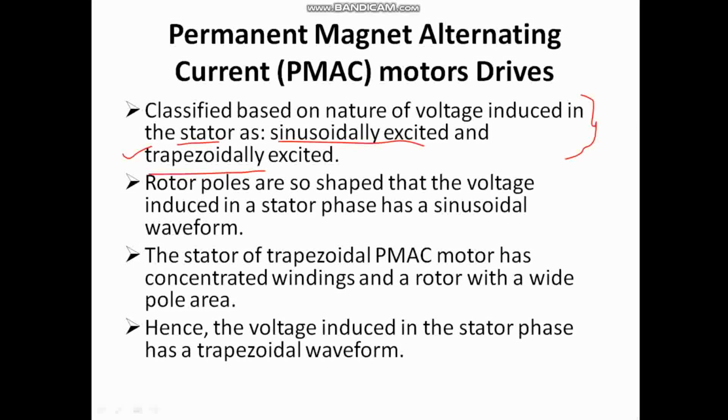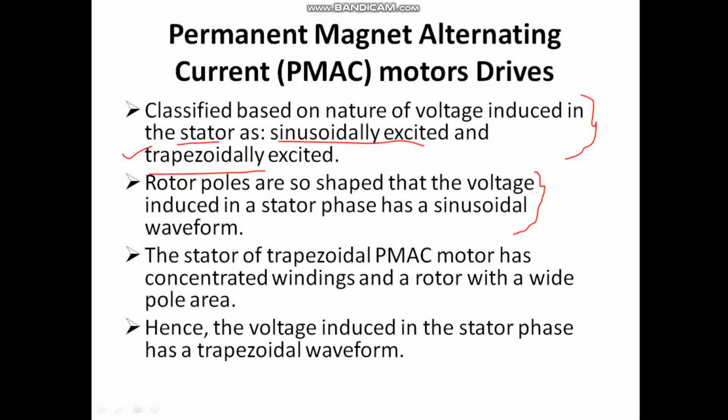A sinusoidal PMAC has the distributed winding in the stator, right? It employs rotor geometries such as inset or interior, which if you can recall I had shown when I had drawn the synchronous motor drive. In such a sinusoidally excited PMAC, the rotor poles are so shaped that the voltage induced in the stator phase has a sinusoidal waveform, hence the name sinusoidal PMAC.